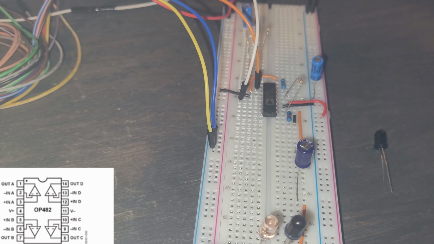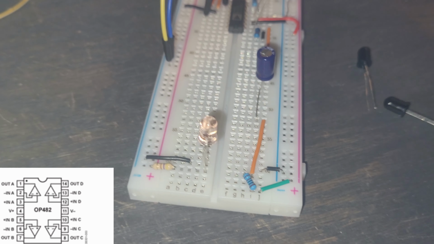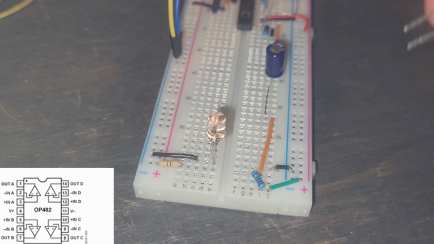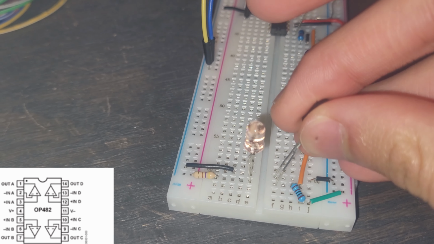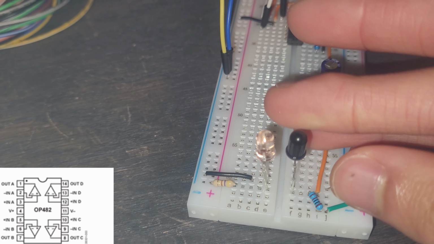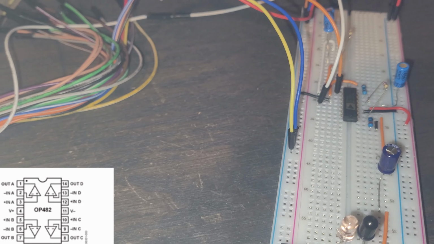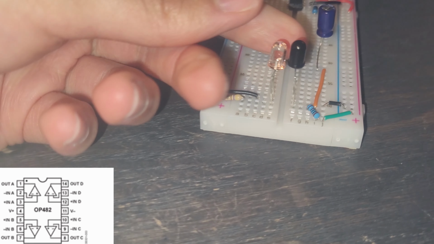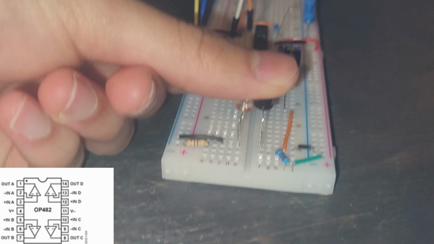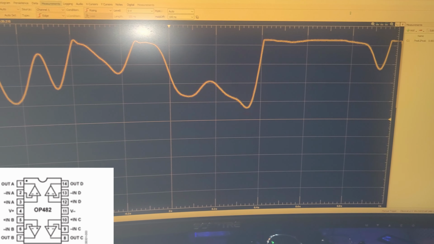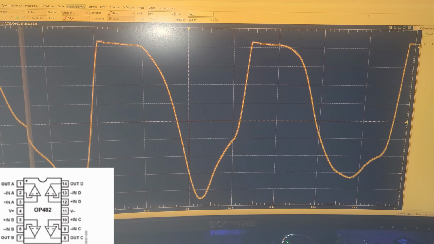Now, if we again turn off our power supplies, and then we switch to the smaller one, which is the photoresistor, and we place this in here, make sure to ground it and put it into power. Turn on our supplies. I'll place my thumb right here. So this is what it should look like. We get what looks like a heartbeat right here.